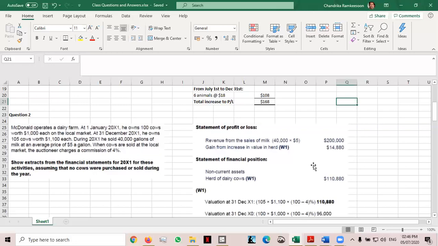Statement of P&L: revenue from the sales of milk, $200,000. That's fairly easy to understand. Gain from increase in value of herd, working 1, 14,880. We'll take a look at that just now. Statement of financial position, non-current assets, herd of dairy cows, 110,880. Now this, of course, is at 31st December. You were asked to show extracts from the financial statements. Okay, well, let's take a look.